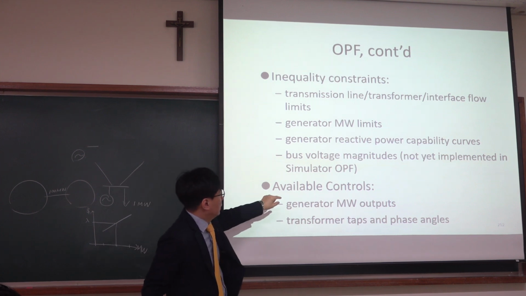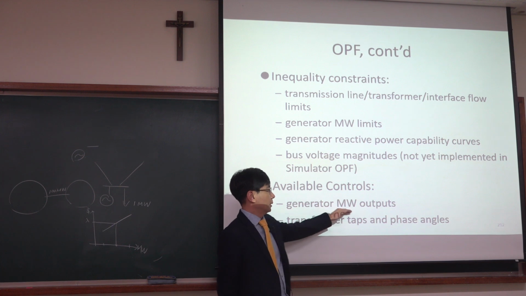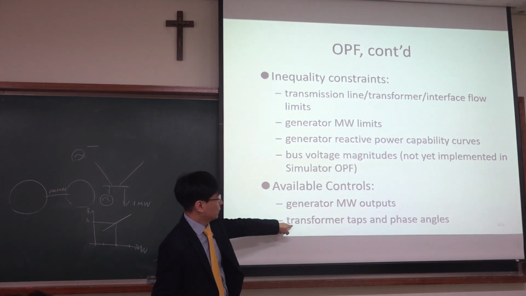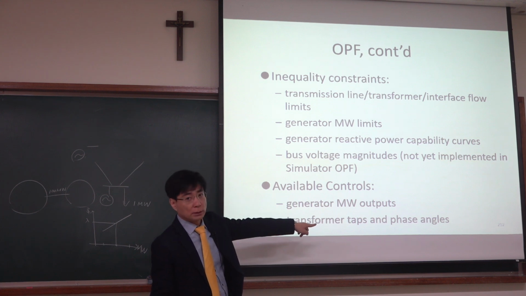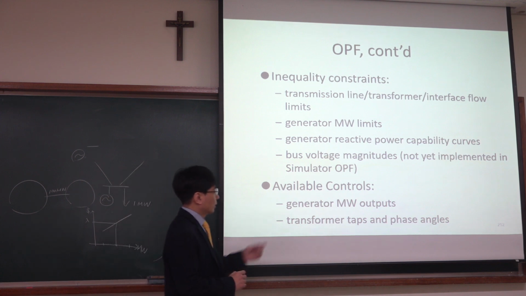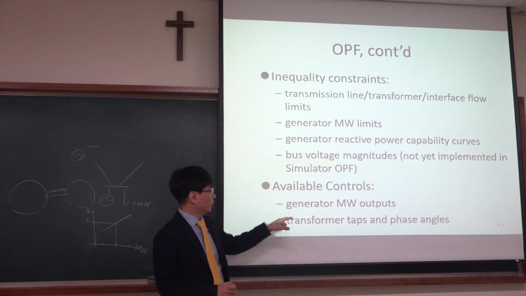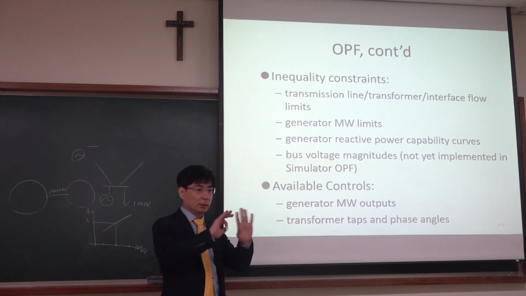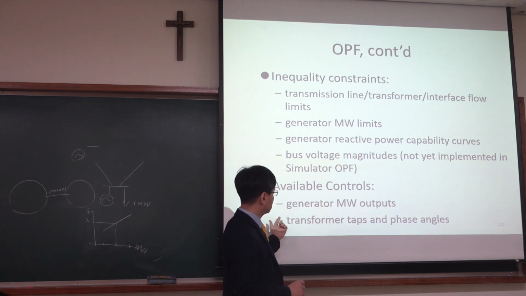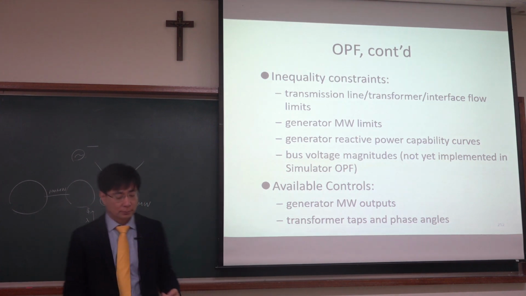So anyway, the control variables are generator megawatt outputs, and also sometimes transformer tap changes and phase angles. But when you apply per unit analysis, the transformers are gone, all normalized, and so we didn't care about that. But sometimes this transformer tap change can be a variable as well.